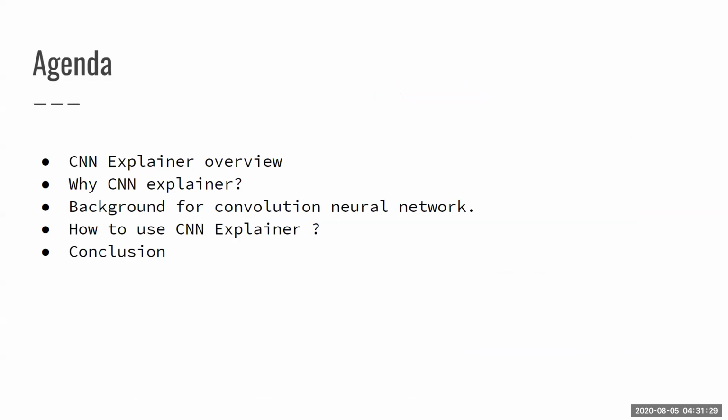So the basic agenda of the paper is first we'll go through the explainer overview, and then we'll tell you why we need an explainer. We'll tell you the background for the CNN and how to use the explainer, and then we'll conclude it.